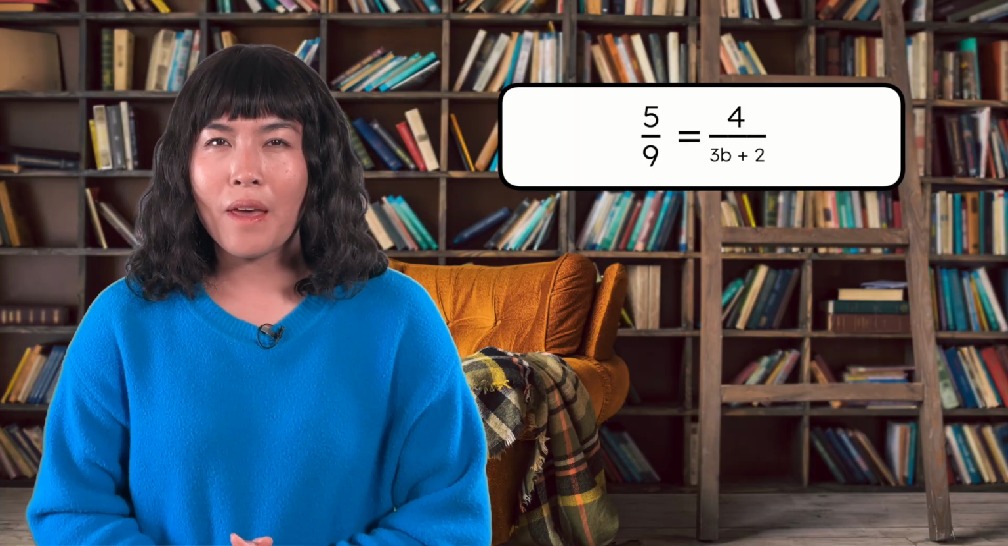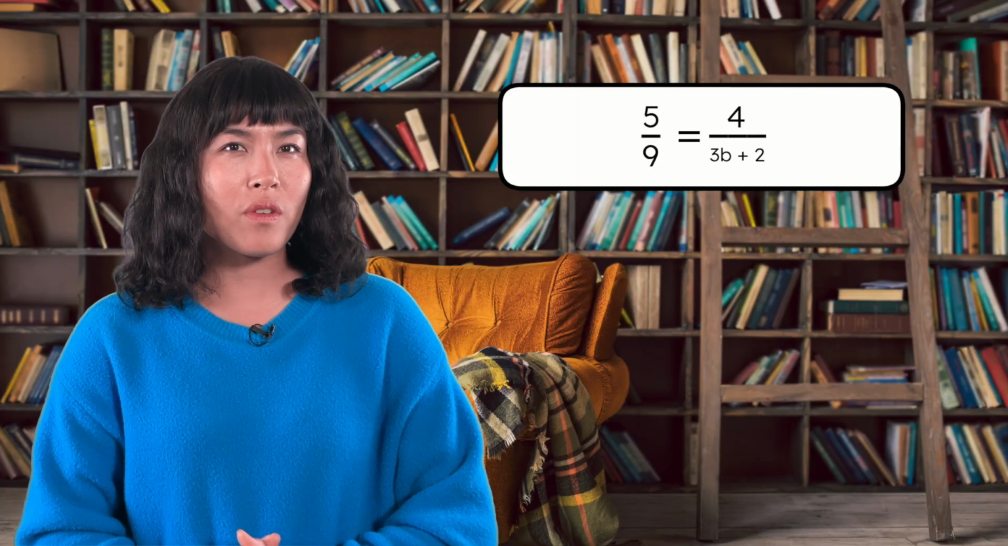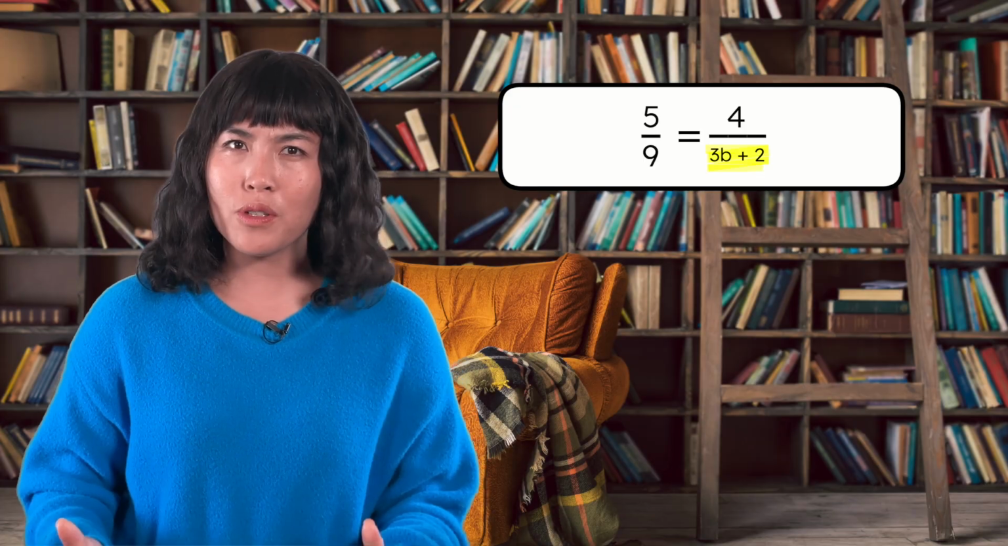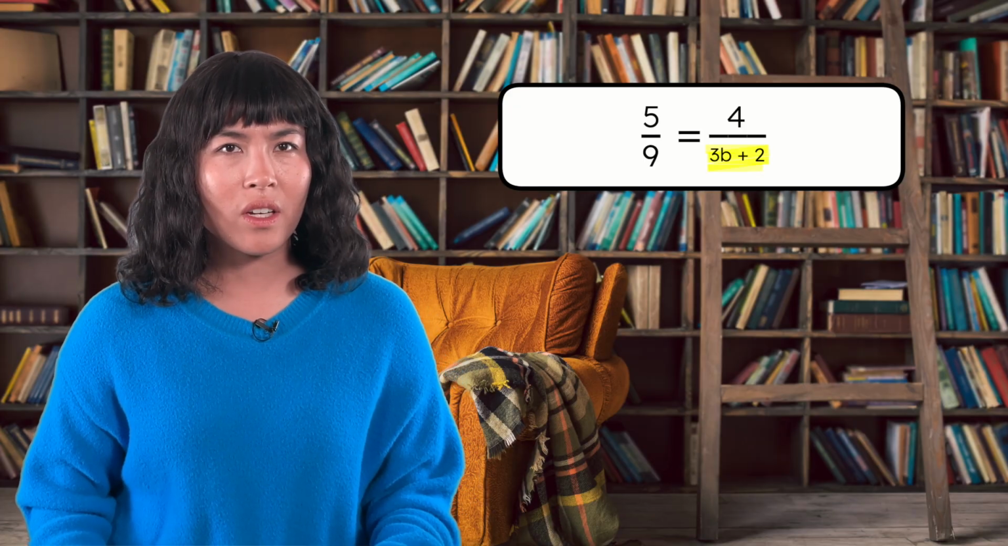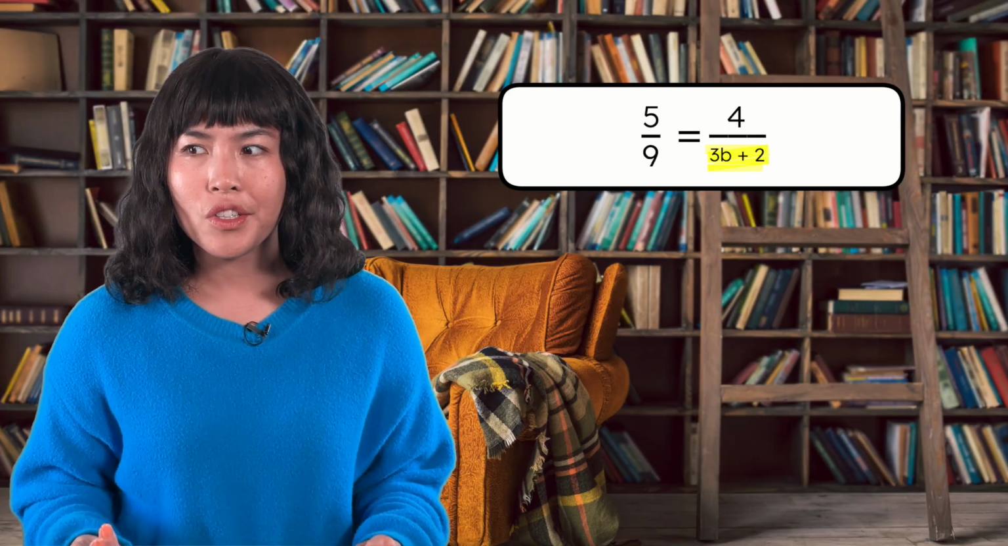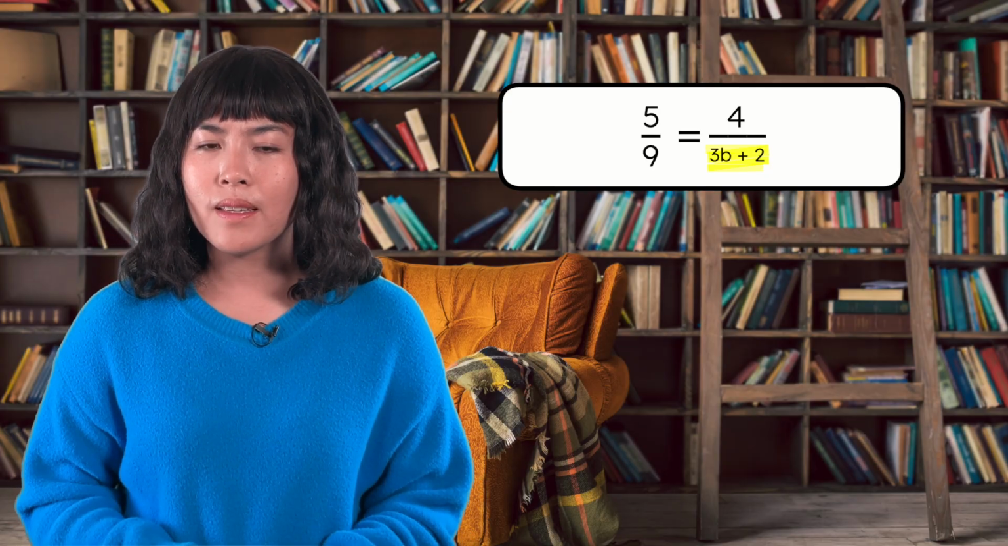Wow, so solving that proportion wasn't actually any different than solving other equations. Let's try another example. 5 over 9 equals 4 over 3b plus 2. This variable is stuck down here in the denominator. We can't do anything with a variable until we get it into the numerator. How could we do this?